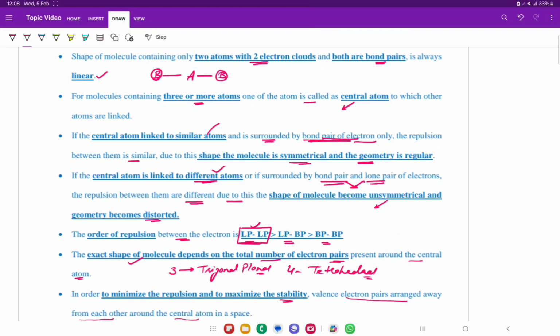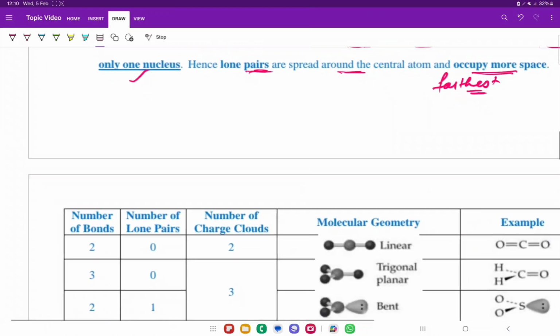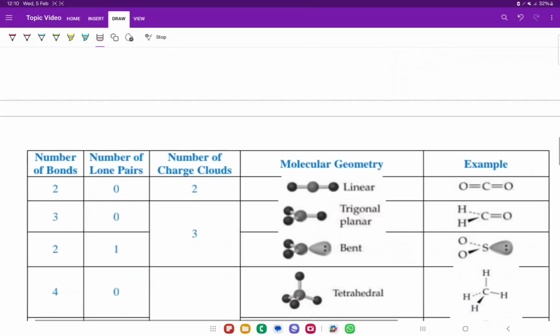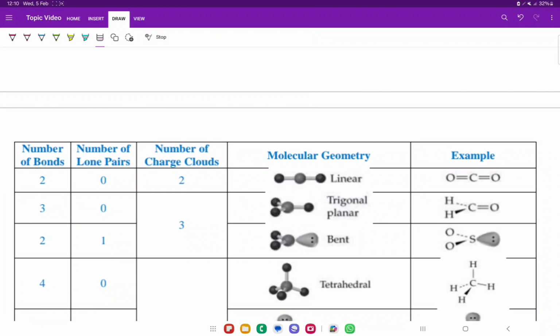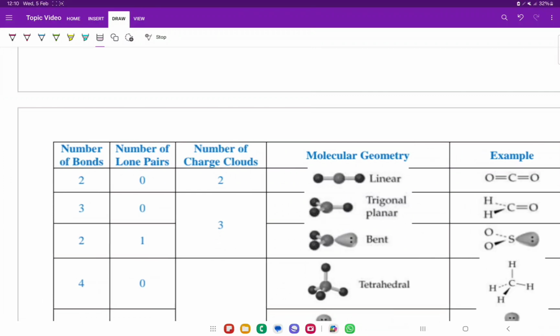Now we'll talk about the shape and geometry of various molecules on the basis of electron clouds, lone pairs, and bond pairs, and what the actual shape and the distorted shape are on the basis of electron clouds, in the coming topic. Now if you see this table on the basis of VSEPR theory, we have tried to tabulate the shape and geometry of molecules on the basis of the number of electron clouds the molecule has and the number of bond pairs or lone pairs the molecule has.